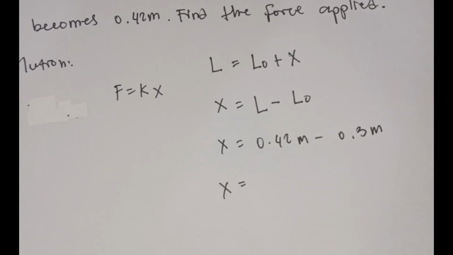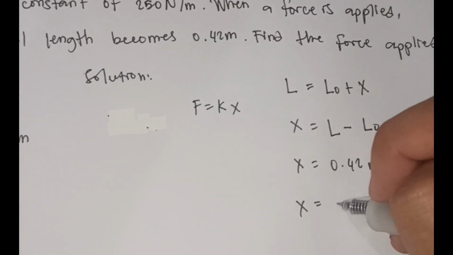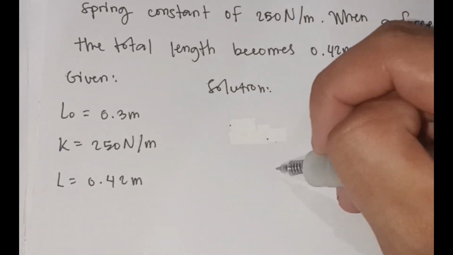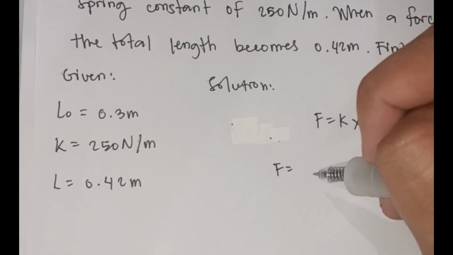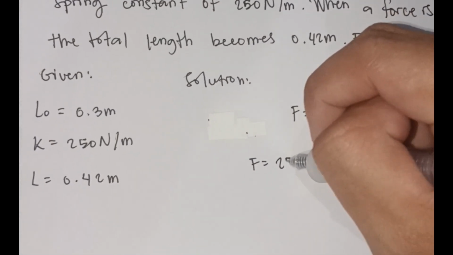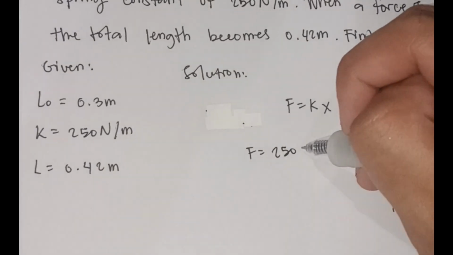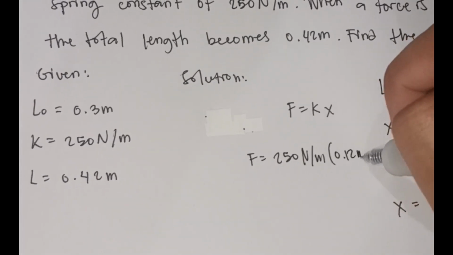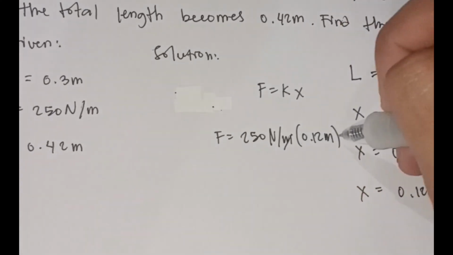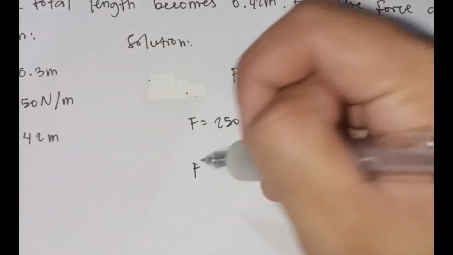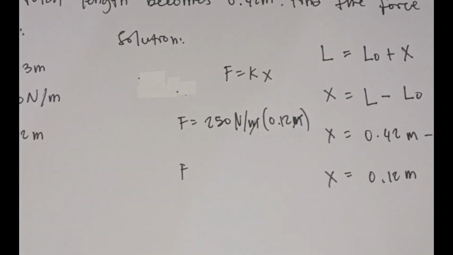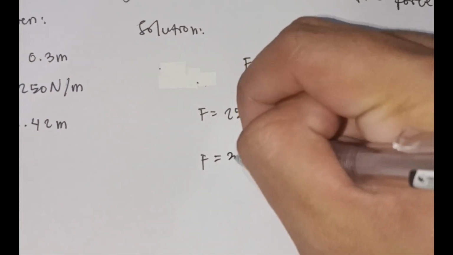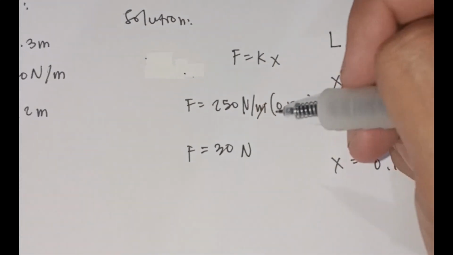0.42 minus 0.3, so 0.12. And then plug in the formula, 250 Newton per meter times 0.12 meter. So cancel. 250 times 0.12. So we have 30 Newton.